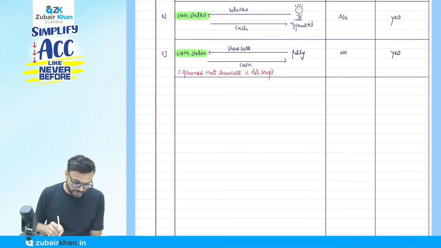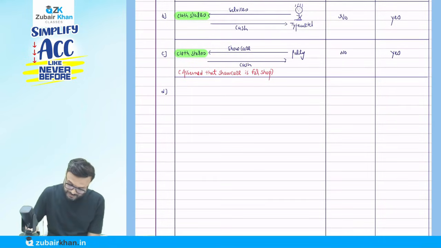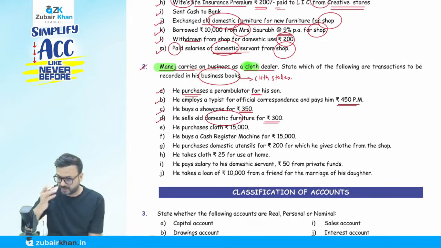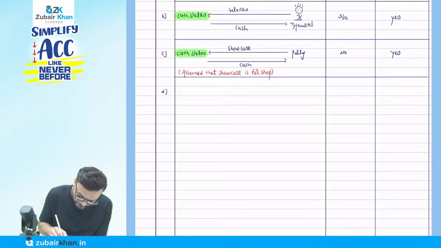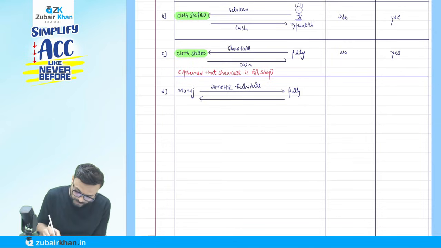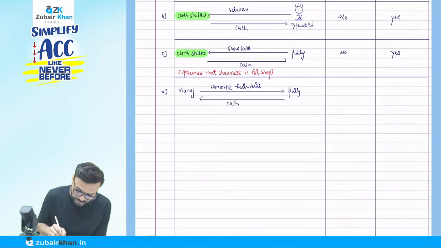Okay, next point. It says that he sells old domestic furniture for rupees 300. It is personal, like the furniture, so business is not involved. So write down that Manoj sold domestic furniture, and in return he gets some cash. Domestic means not a business, so Manoj.